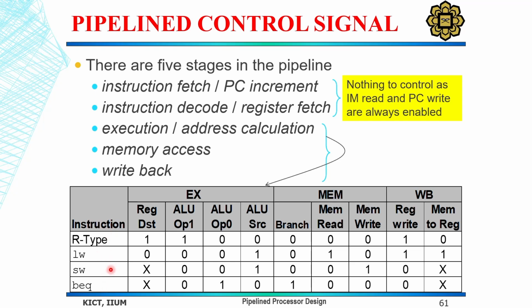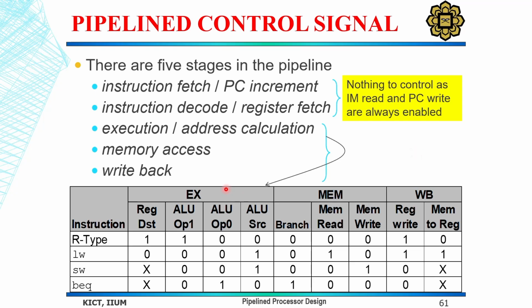Okay, and then we have these 3 different stages, which are execute, memory access and write back, because you can see that for the instruction fetch and instruction decode, there is nothing to control, as IM read and PC write are always enabled. What does it mean? That instruction memory read happens in every cycle, regardless of any control signal. Similarly, PC write also happens every cycle. So IM read and PC write are always enabled regardless of any control signals.